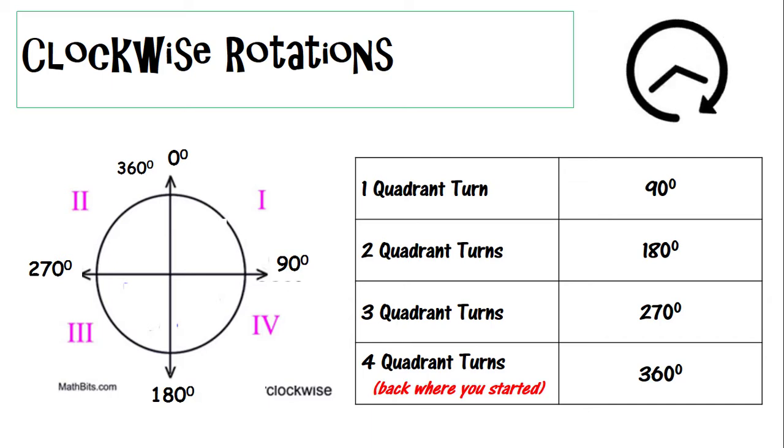Clockwise rotations. As explained in counterclockwise rotations, clockwise rotations move 90 degrees, 180 degrees, 270 degrees, or 360 degrees. One quadrant turn represents 90 degrees. 180 degrees represents two quadrant turns. 270 degrees represents three quadrant turns. And 360 degrees represents four quadrant turns.